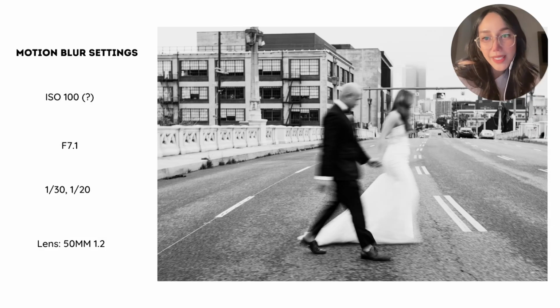Okay, so here are my settings for motion blur. ISO 100, I put a question mark because it depends on your lighting situation. If you need more light, then you already know what to do. My aperture is f/7.1. That's my go-to aperture for this kind of shot. As you can tell from the picture, the subjects are moving, they're blurry, but the background is still sharp: the buildings, the cars and everything. For shutter speed, just play around with 1/30 or 1/20. And for reference, the lens I use for this shot is a 50mm 1.2.